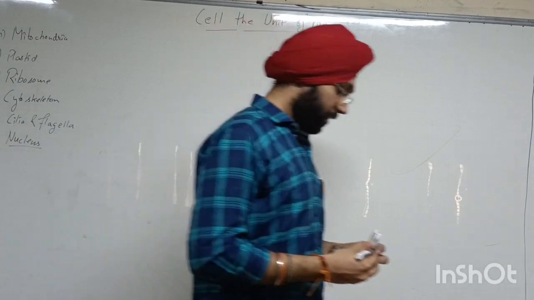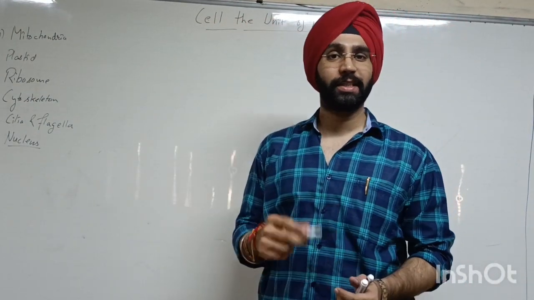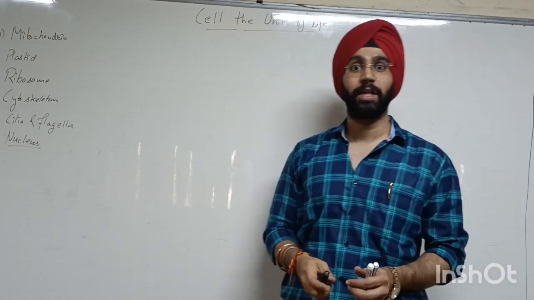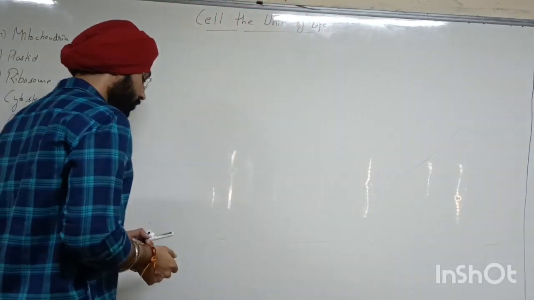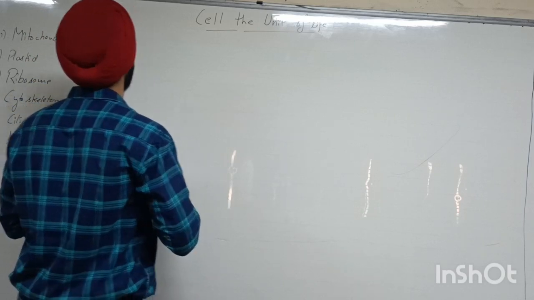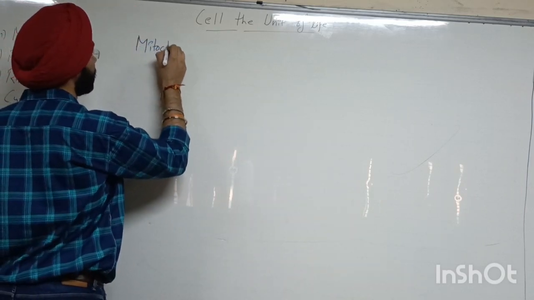So here we are, and today we are going to complete these 6 topics in today's lecture, and after that this chapter, the cell, the basic unit of life, is going to be completed for sure. So let's come to the topic. The first topic is mitochondria. Let's write a subheading, mitochondria.